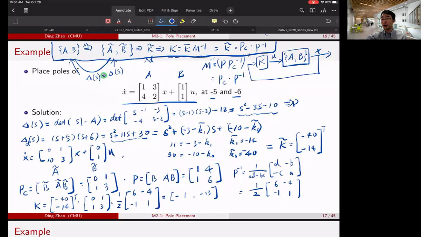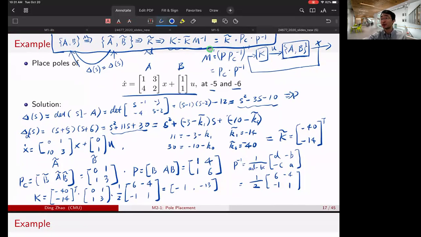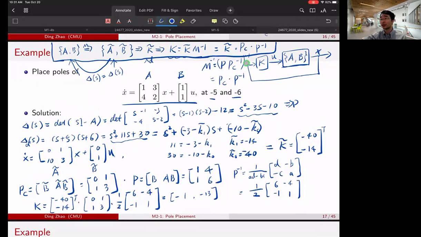So this is our desired one, this is our original one, and this is our feedback one after we add this K tilde. We add K tilde to this -3 and -10 here, and after we add it, this polynomial should match the desired polynomial, such that we can compute the K tilde. After we get this K tilde, we need to do a similarity transformation back to the original system.